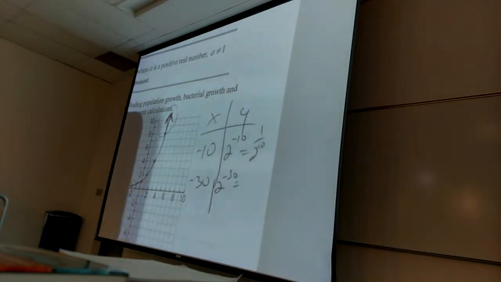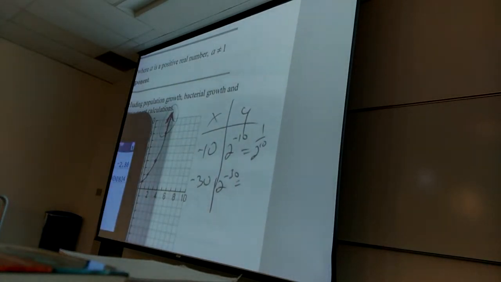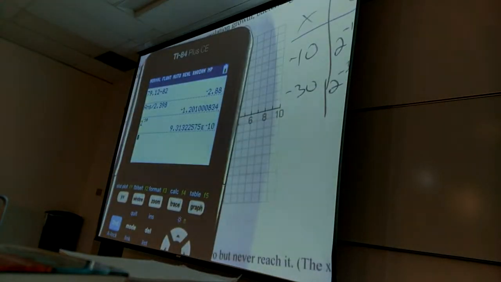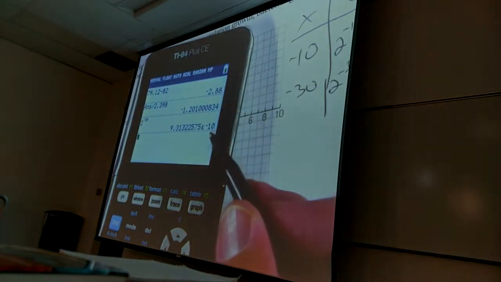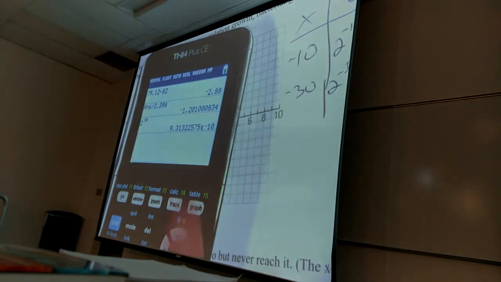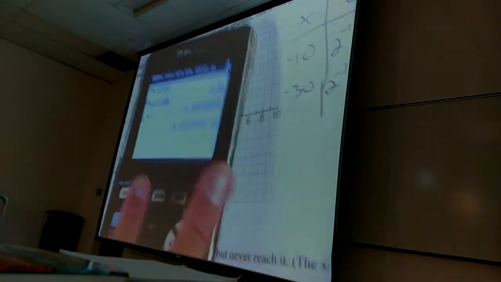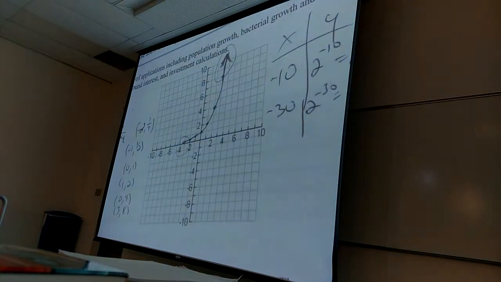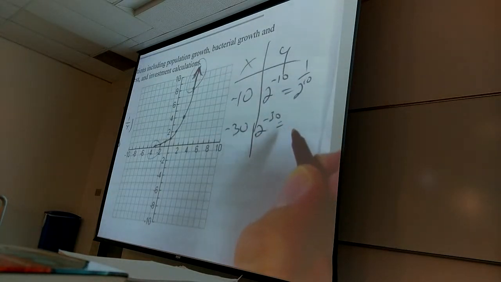I got you. So 2 to the negative 30. I don't know if you guys remember what this means. Times 10 to the negative 10. So that would be 0.909. So 0.00000000. I lost it. It's just stupid small, right?